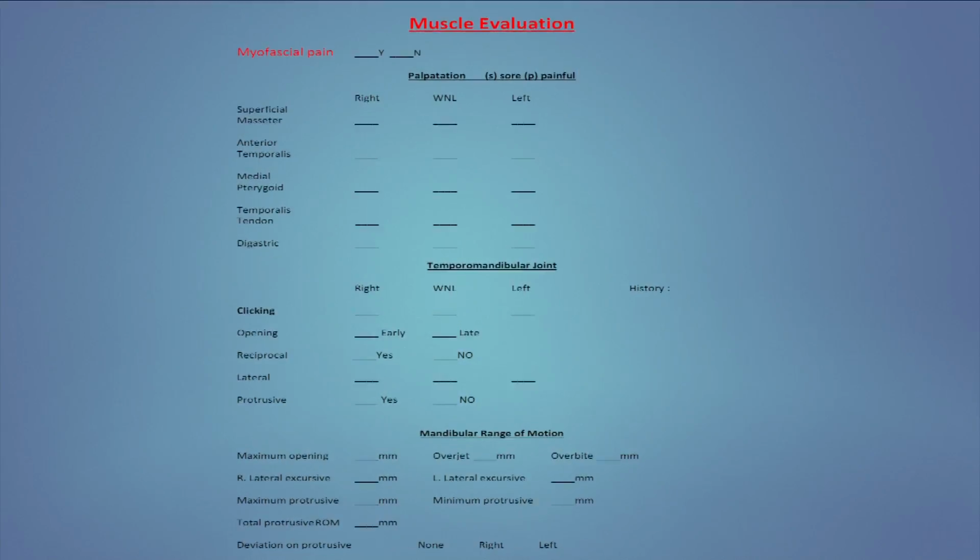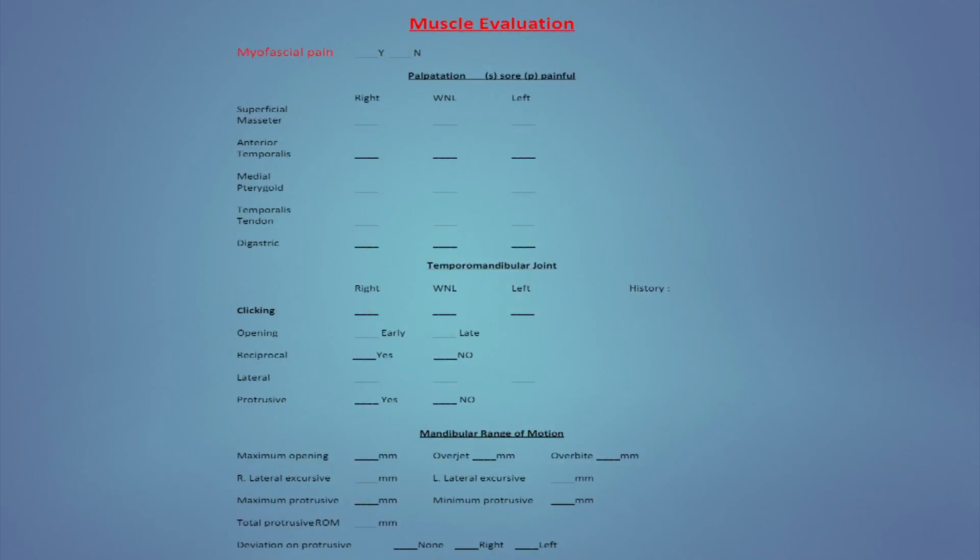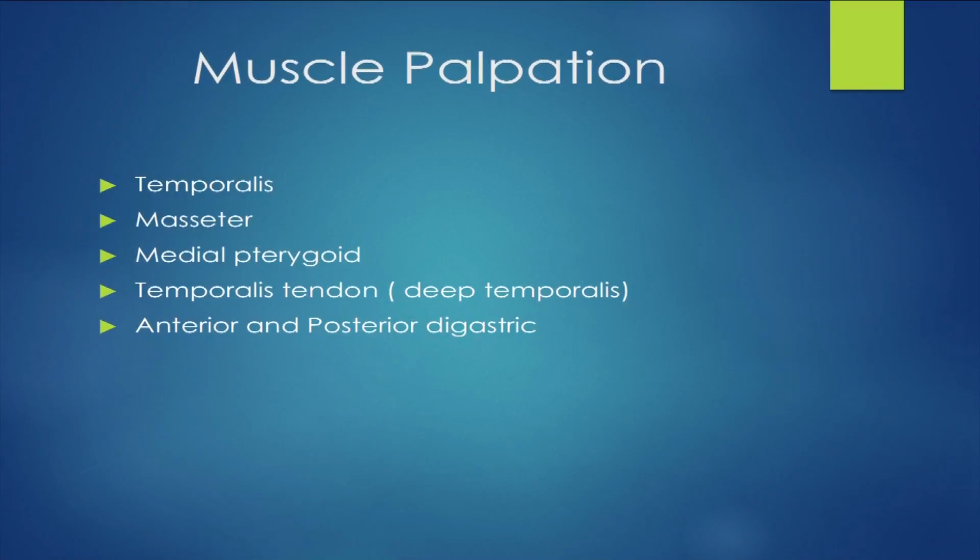Muscle evaluation. We palpate the muscles of mastication. We're just looking for any sign of soreness. We'll palpate the temporalis, the masseter, the medial pterygoid, the temporalis tendon, which I call the deep temporalis, and the anterior and posterior digastric muscles.